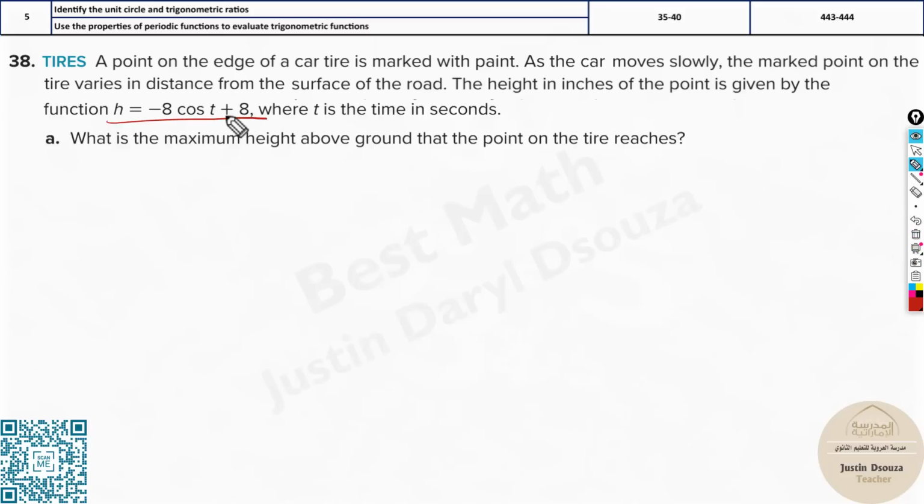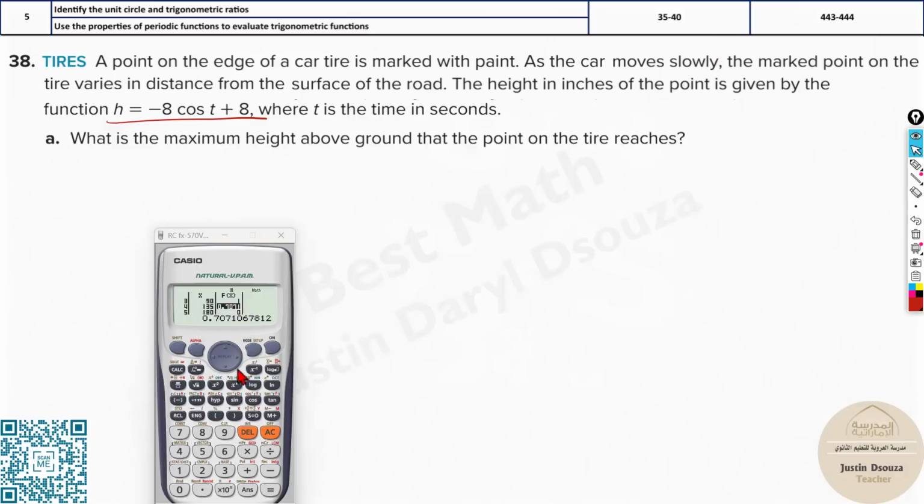It's very simple. We have been given this particular equation, we can just graph it. Or we don't need to graph, sorry. We can just find the table of values. How would you do that? It's in your calculator. We will press mode and 7 to get the table. Now let's write this out: -8 cosine, instead of t, we'll put x, close the bracket, plus 8.